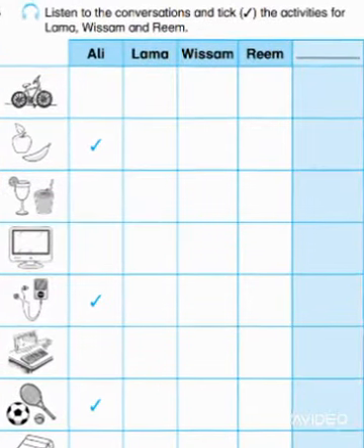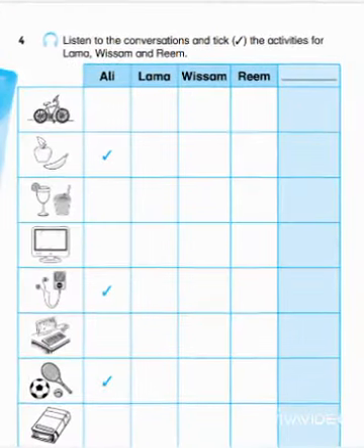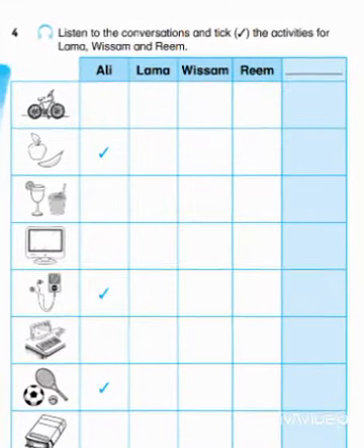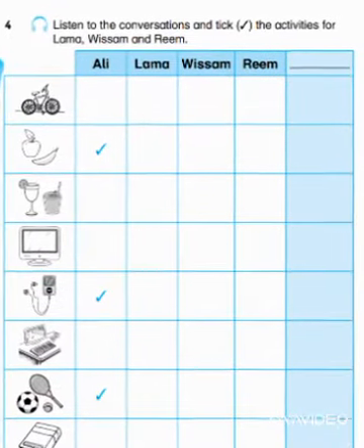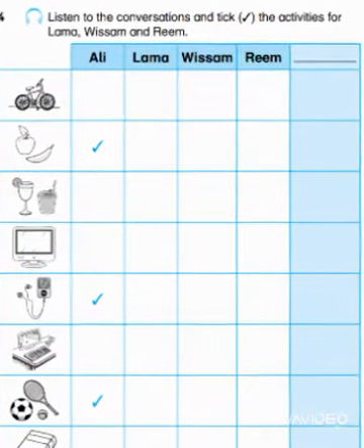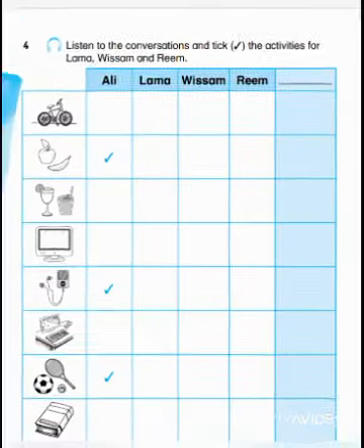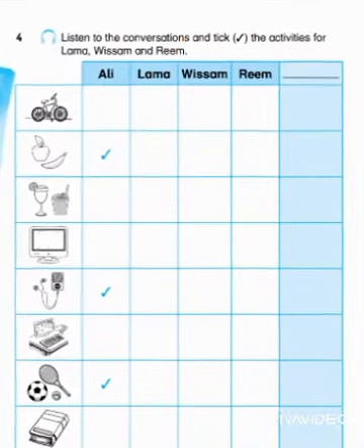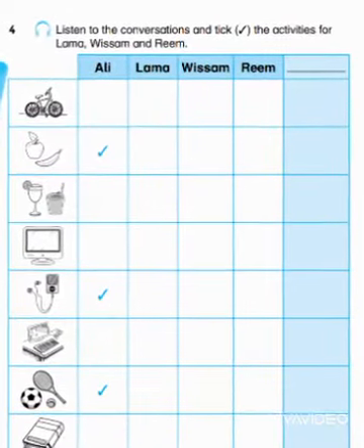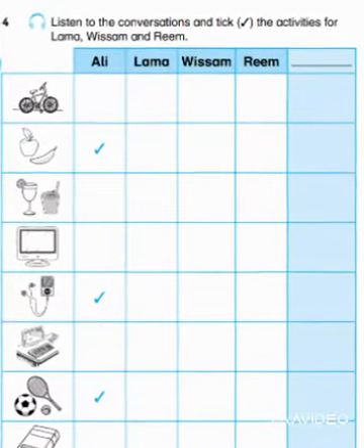2. What does Lama do every day? She drinks orange juice in the morning. She plays computer games in the afternoon. And she reads a book at 6:30.